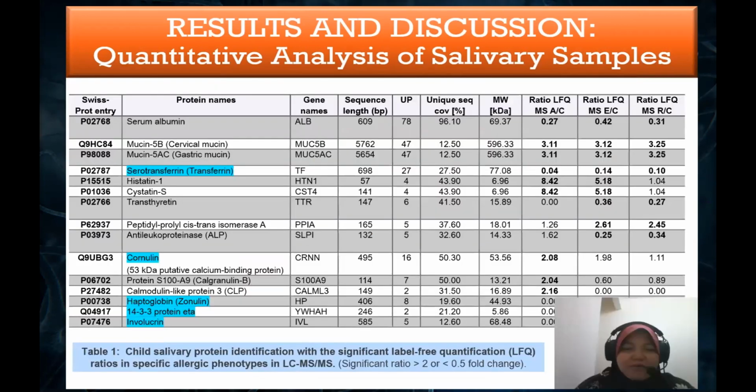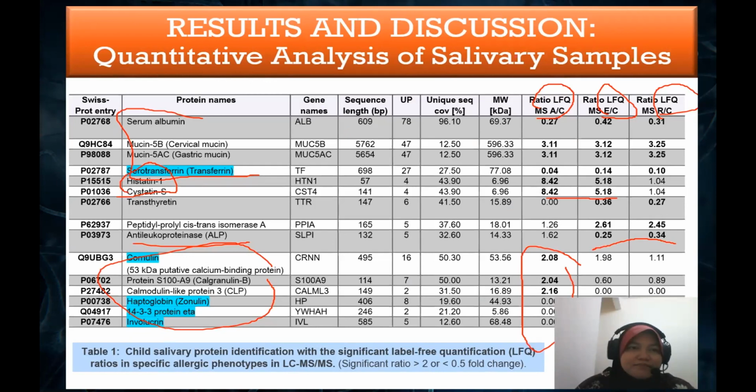This table shows some of the child salivary protein identifications with significant LFQ ratio. This is the ratio of LFQ in children with asthma, children with eczema, and children with rhinitis. The top 4 proteins here show significant ratio in all of the allergic children. The next 2 proteins show significant ratio in asthma and eczema children. The next 3 show significant ratio in eczema and rhinitis children, and the remaining proteins here show significant ratio in only one type of allergic phenotype.